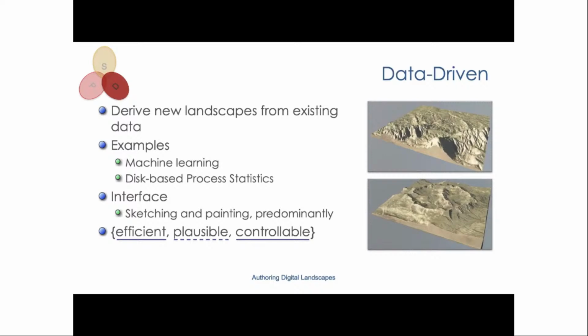And the final one is the data-driven approach. Here we take existing landscapes and we learn from them to create new ones. This would typically be using things like machine learning, or in the case of ecosystems, we could treat plants as circular disks and learn the typical distributions of plants of different species relative to each other. The interfaces here tend to be sketching and painting, and this has the best chance of achieving our three goals. It tends to be fairly efficient, it can be made controllable, and on the whole, it's plausible. One caveat in that regard is that it's plausible often at a local level, but the global characteristics are not necessarily obeyed. And that's something I think needs further work in terms of research. So these are the three techniques.